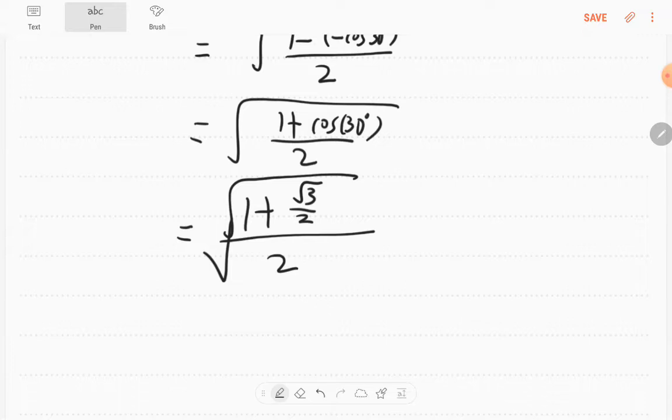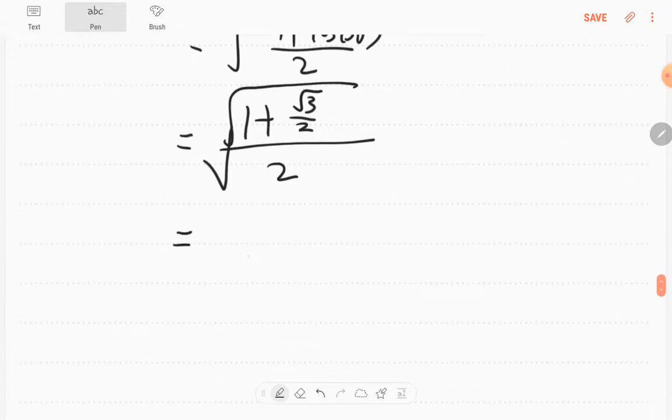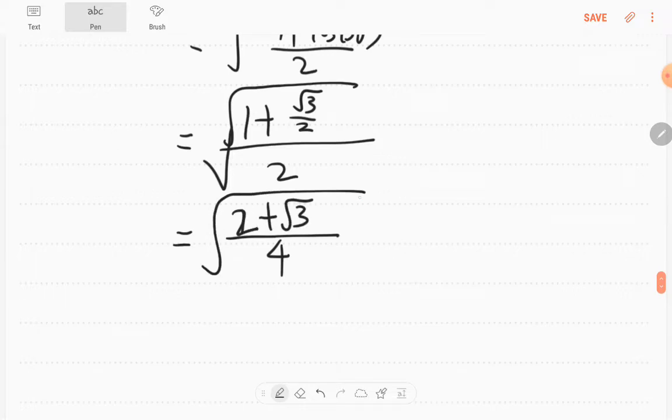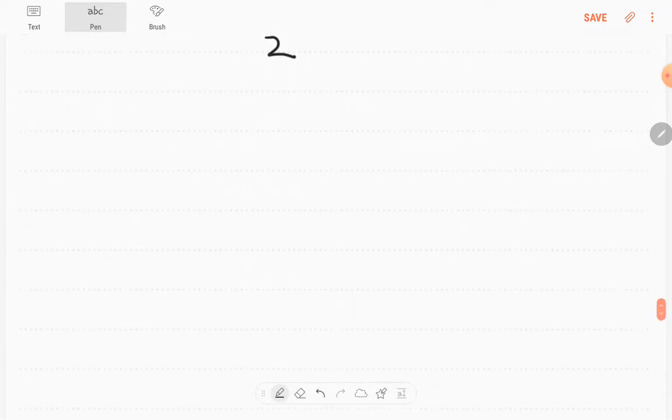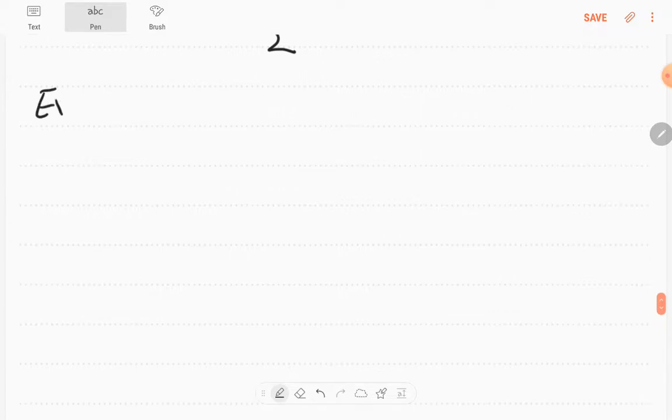Okay, then it becomes, let's simplify. Okay. So now let's look at this example. 1 plus cosine square x is equal to 2 cosine square x over 2, right?